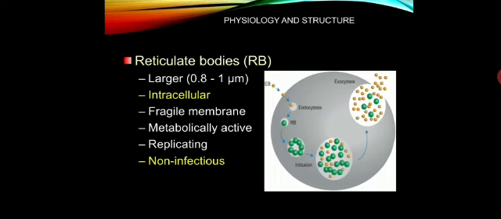In Chlamydia, there are two forms present. The first one is the elementary body and the second one is the reticulate body. The elementary body is infectious, non-motile, inactive. But the reticulate body is non-infectious, replicating, with a fragile membrane, metabolically active, intracellular.